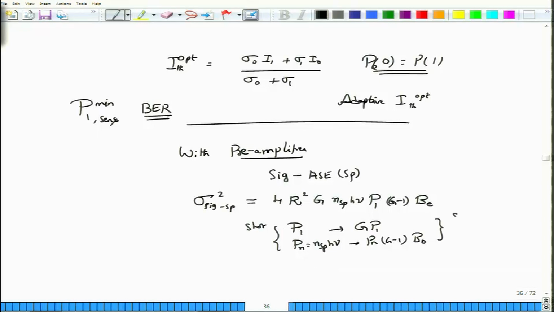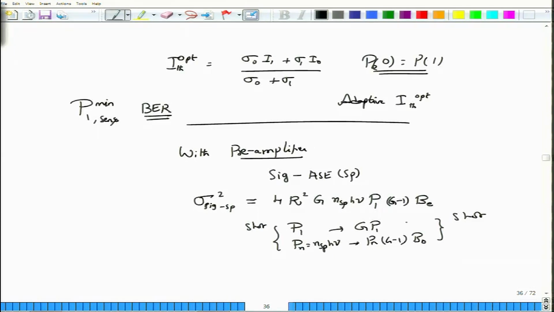So, overall shot noise will actually incorporate the increased optical power because you have put in a gain here, and then the noise that comes in will also have some average non-zero value that will also add up to the noise. So, if you multiply this Pn (G minus 1) B0 with 2q and then within the bandwidth of B_E, you will get the extra shot noise that comes from the amplifier, whereas when you multiply this G P1 with 2q B_E, you will get the increased shot noise because you have put in the optical amplifier.